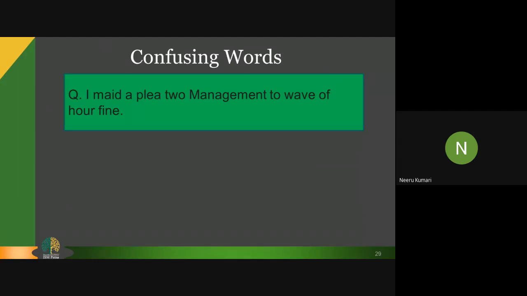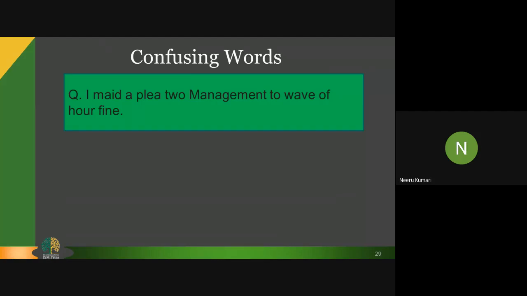All right. So again, wrong. Sagita, you are wrong. The word plea means to request. Don't get confused. I made a plea to management. Okay, this is correct to an extent, but the other things should be corrected. The other half is also incorrect.